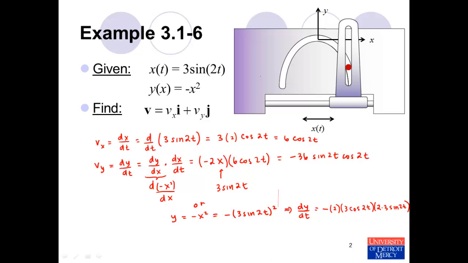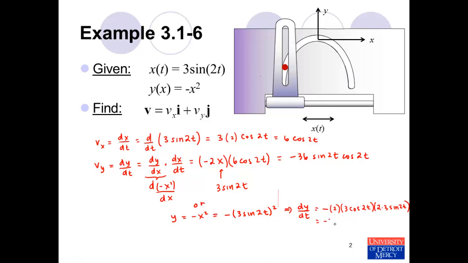Okay. And if we expand that out, we get the same thing that we already had. 2 times 3 is 6, times 2 times 3 is 36. Then we have cosine 2t times sine 2t, switching the order. We get the same thing that we already found. It's just a different way to think about the chain rule.